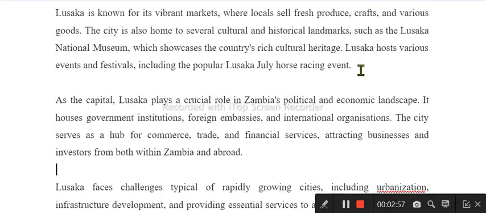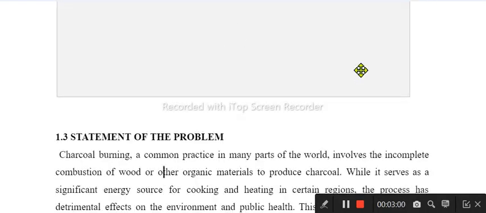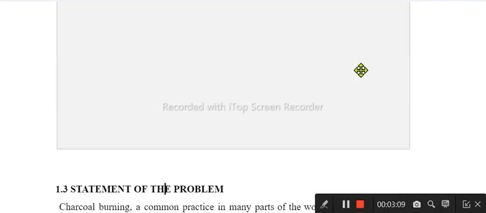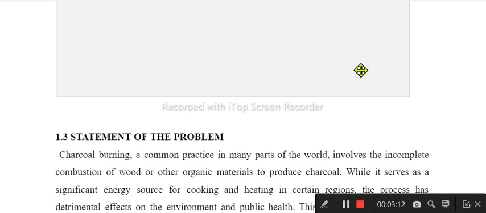And then you go to the map, the location. The location, that's where you put the map. Or you can either put the map in the appendix. It's fine either way.